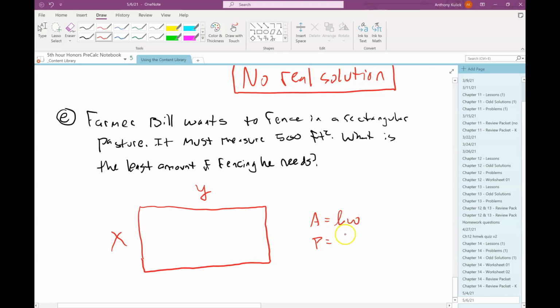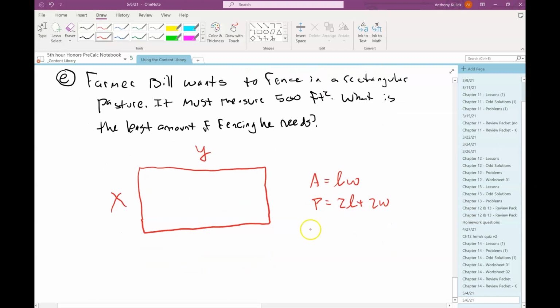So I know the area for a rectangle is length times width, and the perimeter is 2 times the length plus 2 times the width. So in our situation, we know that 500 is equal to X times Y, and then P is equal to 2X plus 2Y. Everybody's okay with what I did there? Okay.